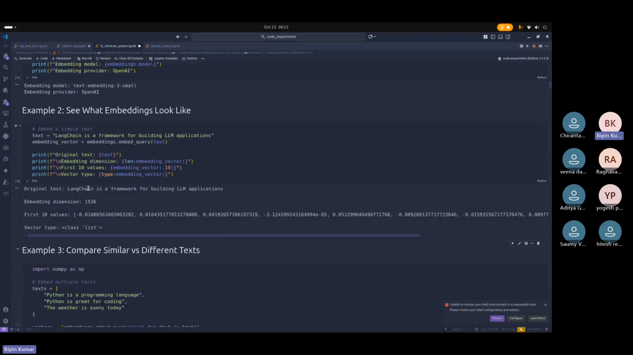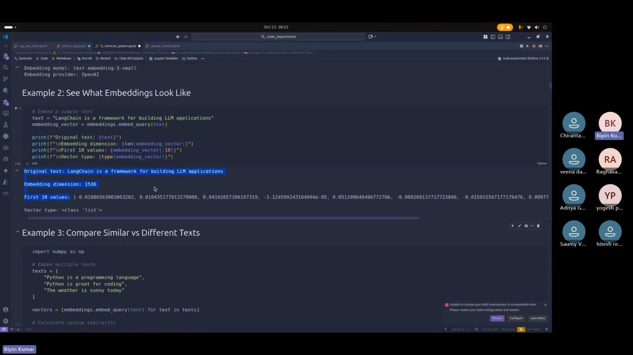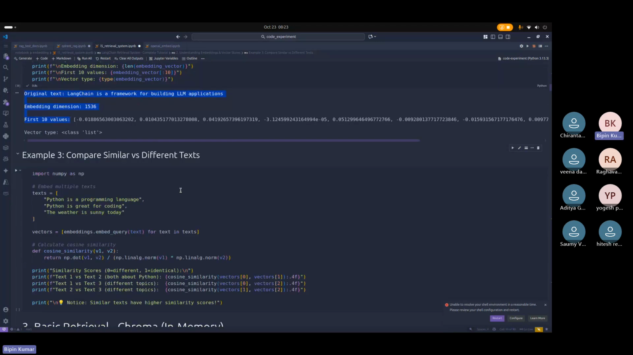So this is the text, and the embedding dimension is 1536. If I print the first 10 values, they look like this, but it will have a total of 1536 values. So this is how an embedding looks.